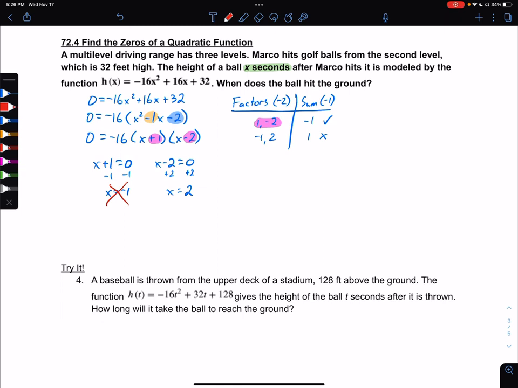So we are not going to use that as a solution, although mathematically it does work. So ignore my statement about extraneous solutions. X equals negative 1 is not a possibility for this specific problem. However, x equals 2 is a solution. So when does the ball hit the ground? The ball hits the ground after 2 seconds. And that would be our answer. That's it. So solving that using the factor sum method and then using the zero product property will get us the solution that we are looking for.